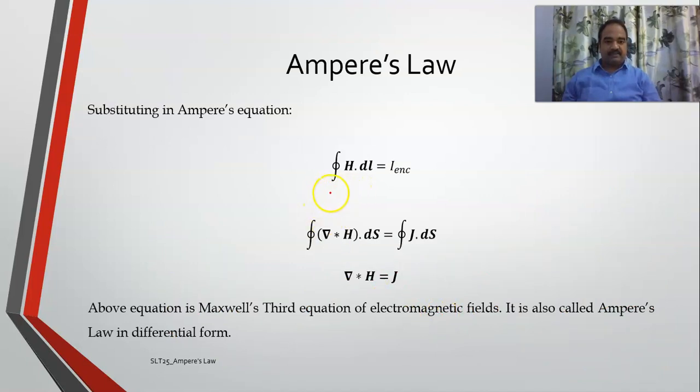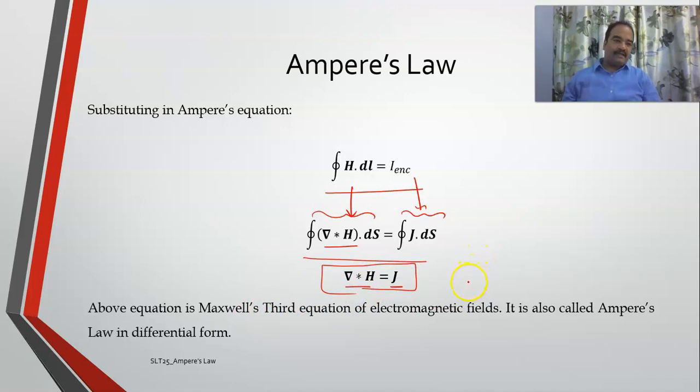What was Ampere's law? This was Ampere's law, right? Now this has been modified with the help of Stokes' theorem, and here I have employed current density. If you compare the left hand side and right hand side, you can see that del cross H is equal to J. And this is called Ampere's law in differential format.